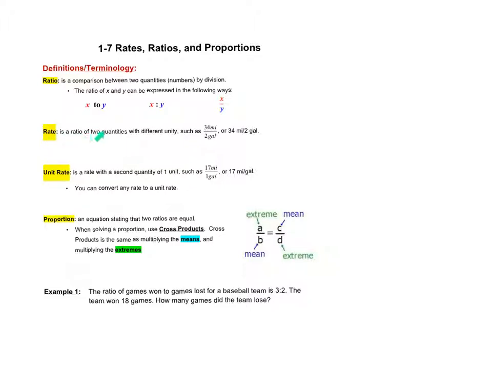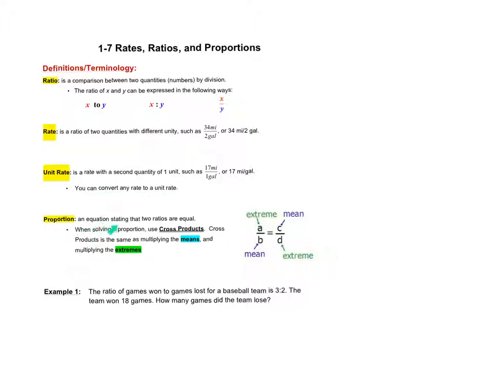A rate is a ratio of two quantities with different units, such as 34 miles to 2 gallons or 35 miles per 2 gallons. Think about the rate at which we drive, miles per hour. A unit rate, the key word here, unit, means one. So it is a rate with the second quantity of 1 unit, such as 17 miles to 1 gallon or 17 miles per gallon.